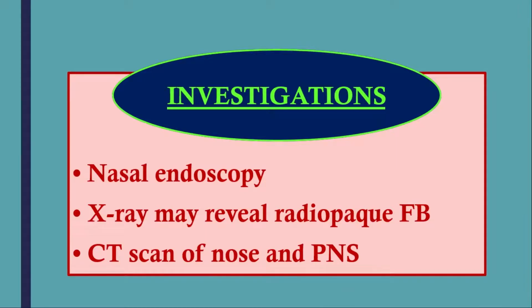Now, how do we investigate a case of foreign body? Usually, if the foreign body is obvious on clinical examination, we don't need to do any sort of investigation. It's obvious and one can most often remove it in the clinical situation. Whereas if a foreign body is not visible or is difficult to see, then one opts for nasal endoscopy. One also asks for an X-ray, which may reveal a radio-opaque foreign body, whereas a CT scan of the nose and PNS is also helpful.